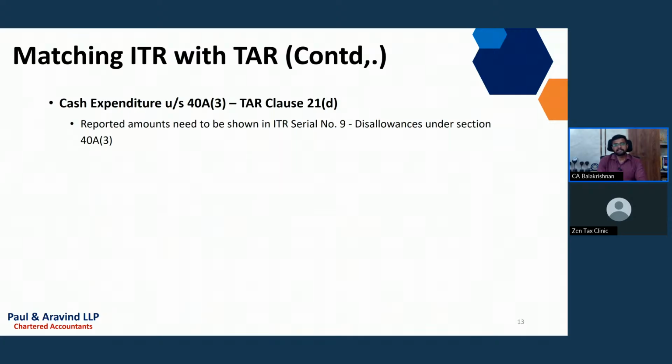And cash expenses under section 40A(3). If cash payments exceed 10,000 for a single day to a single person per single invoice, then this needs to be reported in clause 21(d) of the tax audit report. Also, this needs to be reported in serial number 9 of other information, that is, disallowance under section 40A(3). They have specifically given this column, so we need to report that here.